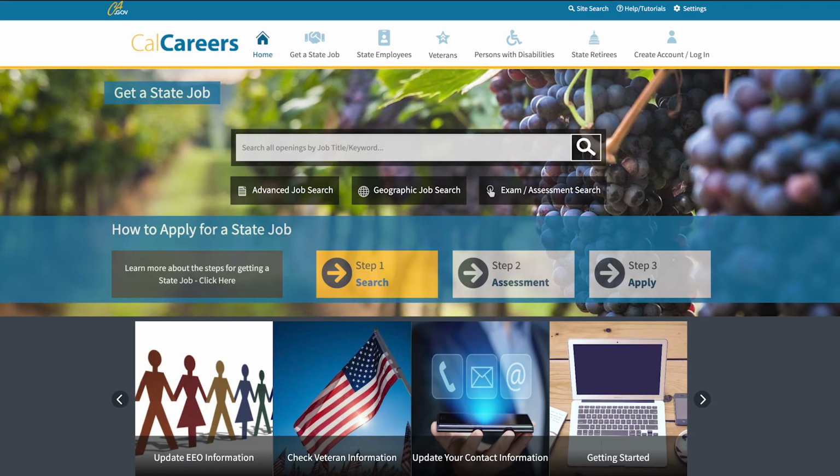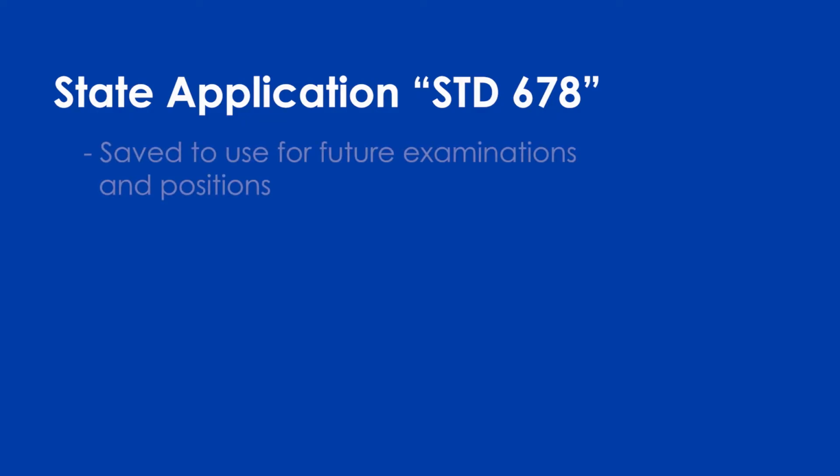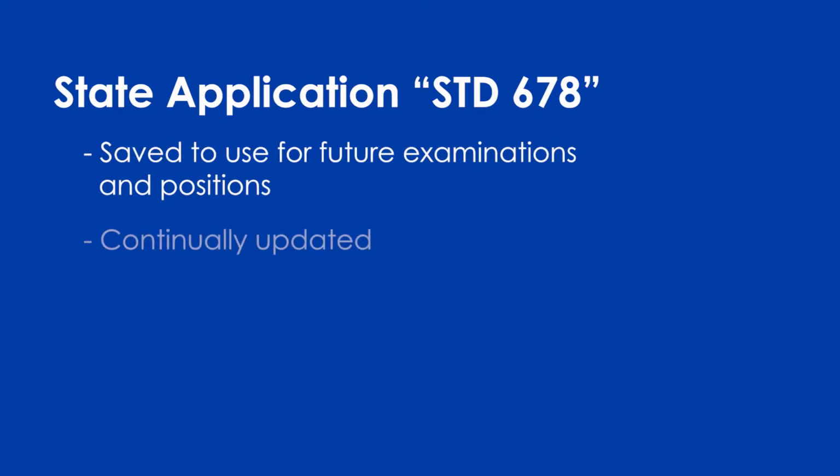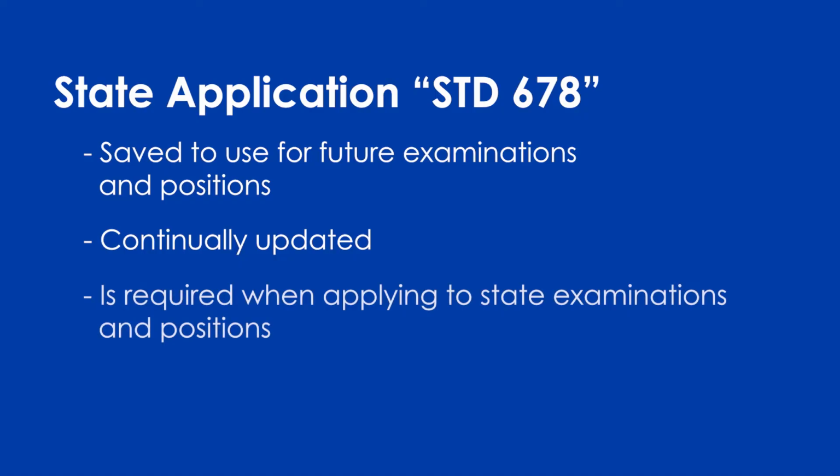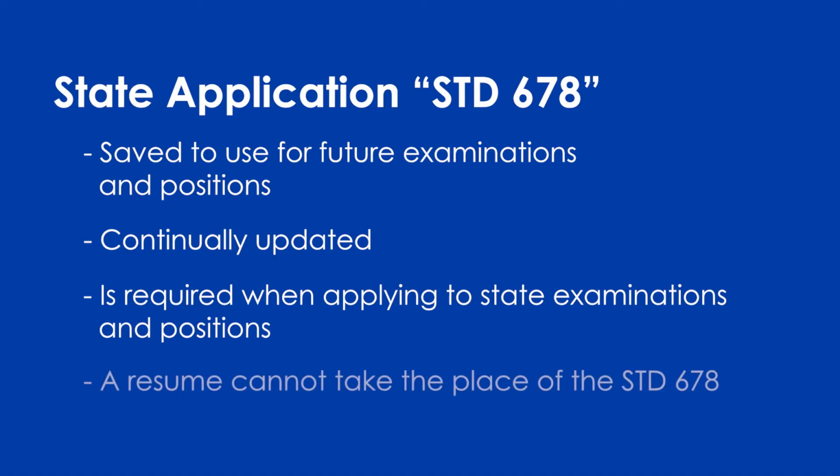If you have already found one or more that you are interested in applying for, then it's time to fill out your application. Your application, which is also labeled as an STD 678, can be saved to use for future examinations and positions you're interested in and can be continually updated. Just remember, an STD 678 state application is required when applying to state examinations and positions. A resume cannot take the place of the STD 678, but may be requested as an additional document.